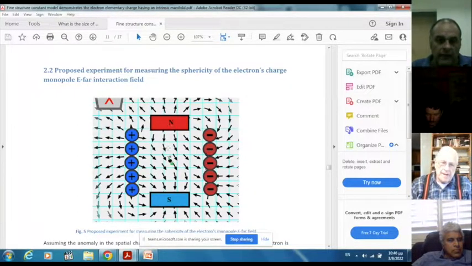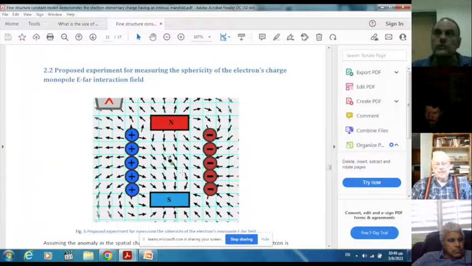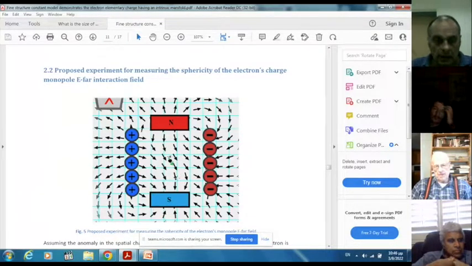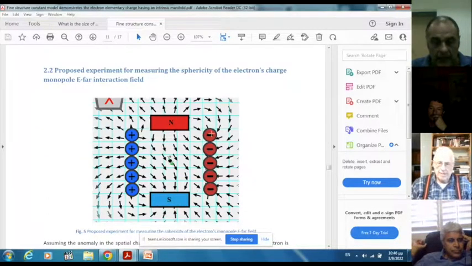So you have here a magnetic field and an electrostatic field, and you introduce an electron with very small velocity, not very fast, inside the field, and you get a Lorentz interaction, the Lorentz force. Then you keep the magnetic field fixed and try to vary the electric field, and you rotate the whole apparatus and try to find an anomaly in the sphericity of the far field.